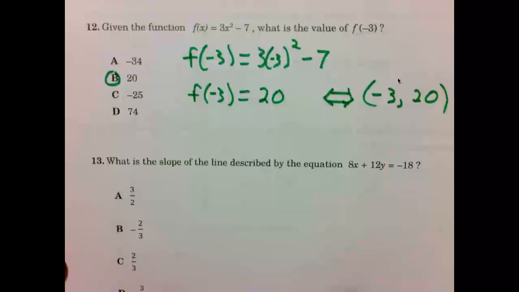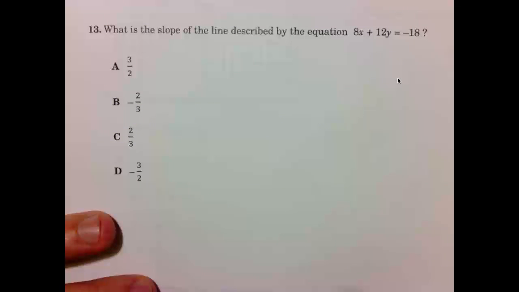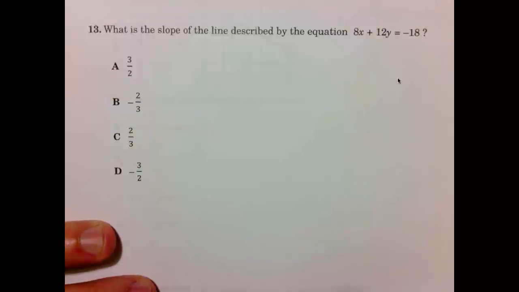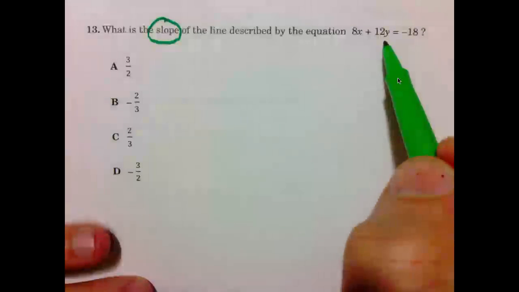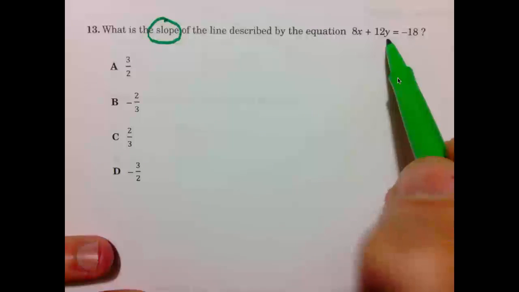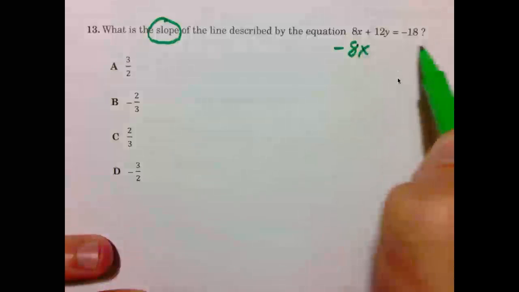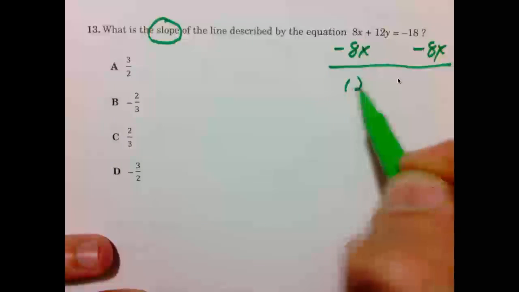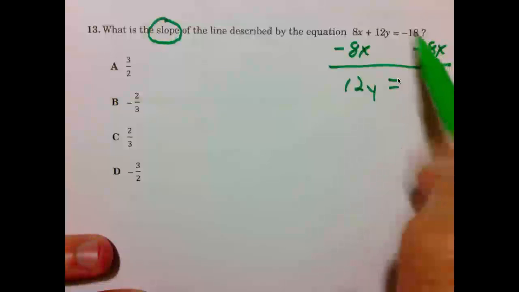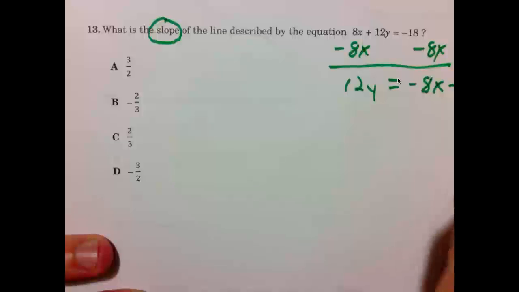Number 13. What is the slope of the line described by the equation 8x plus 12y equals 18? Well, from previous notes, we know to find the slope of the line, we can simply solve for y, and then slope is the coefficient of x. So, solving for y, we will first subtract 8x from both sides. This subtracts and leaves 12y on the left. We have negative 8x plus 18 on the right, or negative 8x plus 18.